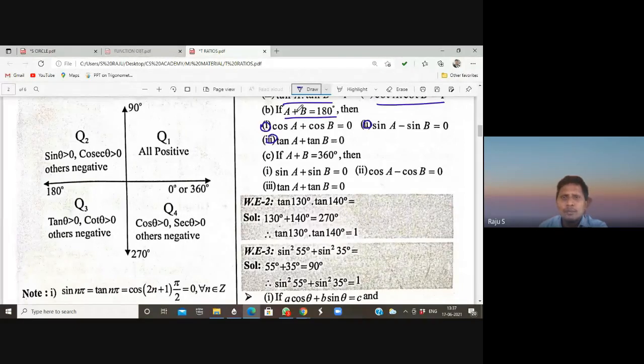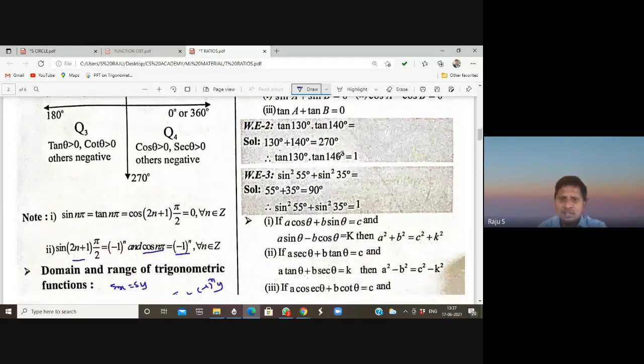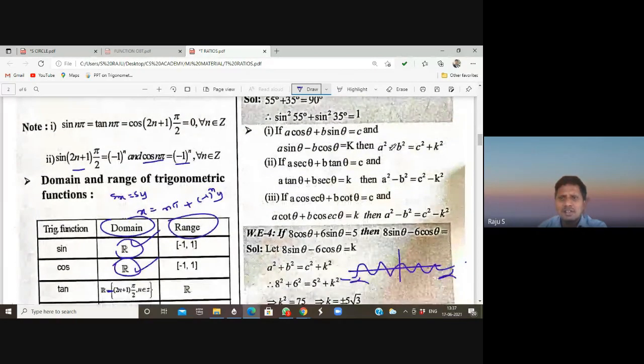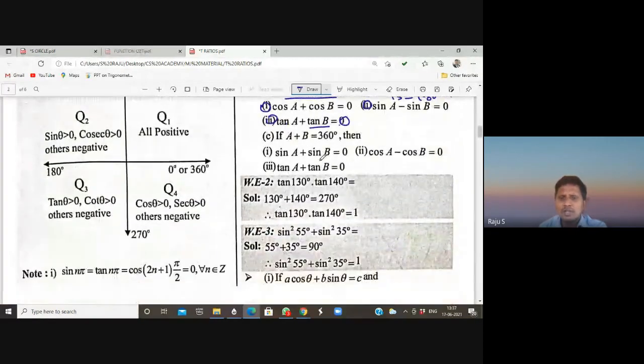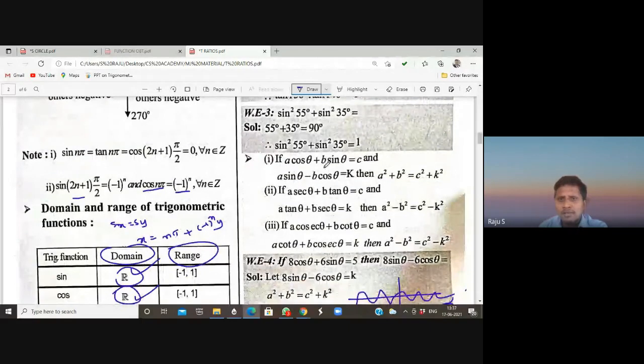Why? Because take a on the right side, b is equal to 180 minus a. What is tan of 180 minus a? Minus tan a. Tan a plus minus tan a is 0. Like that, each and every condition is satisfied, and these are general conditions. These above conditions are easy, but try to remember these 3 points here.